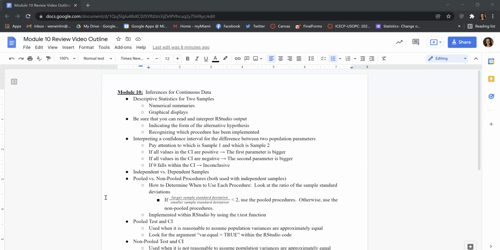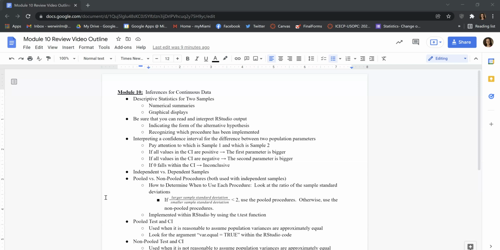If 0 falls within the confidence interval, then it's inconclusive. Either the first parameter could be bigger, the second parameter could be bigger, or there could be no difference between the parameters because your confidence interval includes the value 0, as well as negative values and positive values. So in summary, when you are interpreting a confidence interval for the difference between two population parameters, your interpretation must correctly reflect which population parameter is bigger or smaller and by how much.